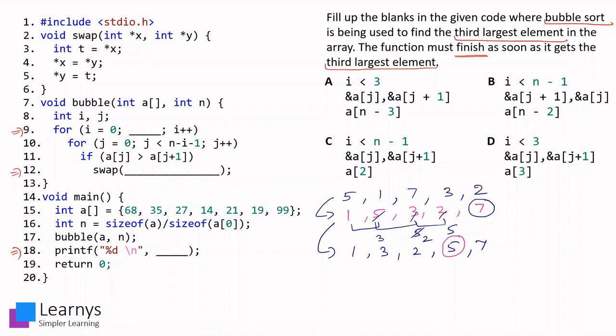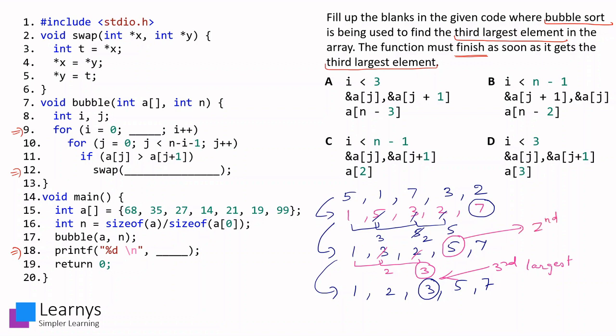Now if we go for a third pass, we will compare the first two elements. Since they are in order, they will not be swapped. Then the next two elements, 3 and 2, are not in order, so they are going to be swapped. And then we can see that 3 has come to its correct position, which is the third largest element. So after the third pass, I have 1, 2, 3, 5 and 7. So 3 was my third largest element, 5 was my second largest element and 7 was my first largest element.